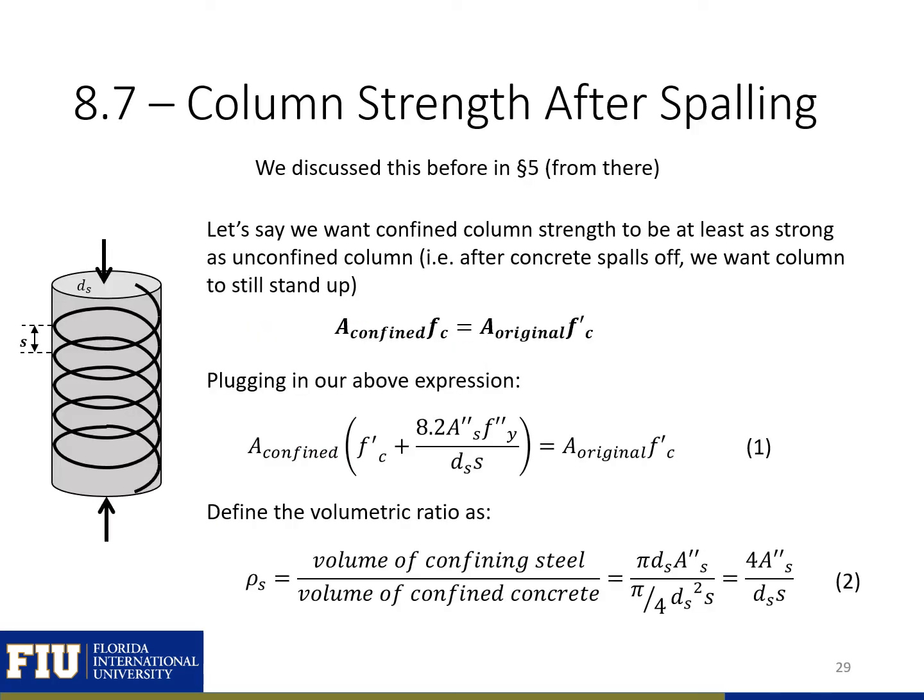We're next going to talk about a couple of ACI limits for the design of reinforced concrete columns. The first ACI limit is for circular columns. We need to ensure that the confined strength of our column is equal to or greater than the original strength of our column with our cover. Essentially, this limit makes sure that we don't lose our cover and then immediately have our column fail. So it gives us some post-spalling ductility for our column.